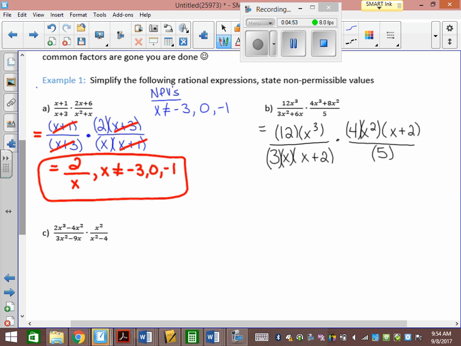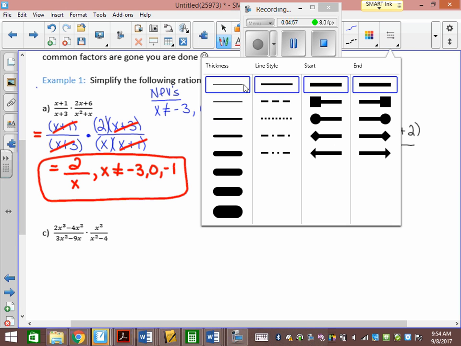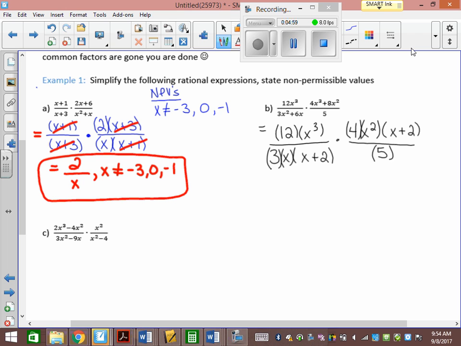Okay. So let's ask ourselves, what do we have to do next? NPVs. So 3 and 5, do I get any NPVs from those? No, because they don't have variables. X has an NPV of what? 0. And then x plus 2 is negative 2. Okay. So the x plus 2's cancel. I have 1 there and 1 there. And then everyone's like, uh-oh.